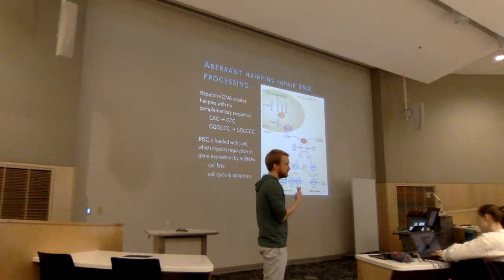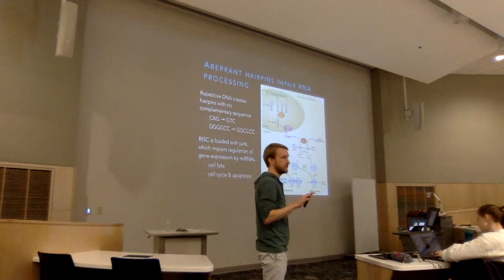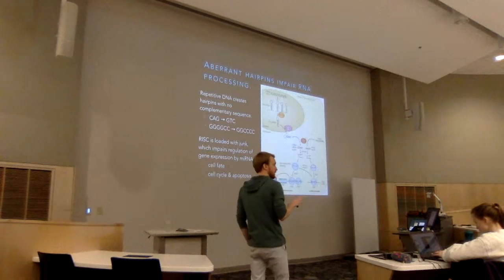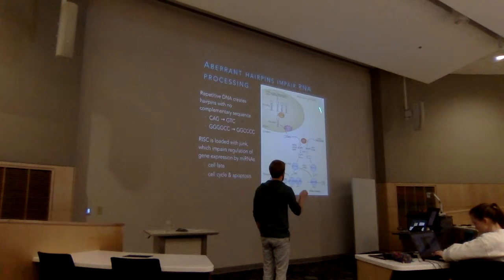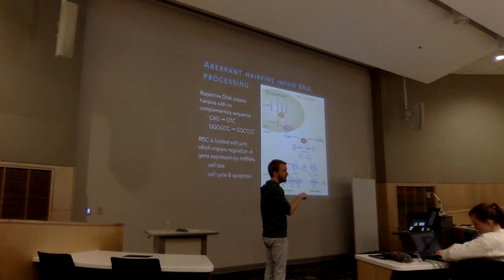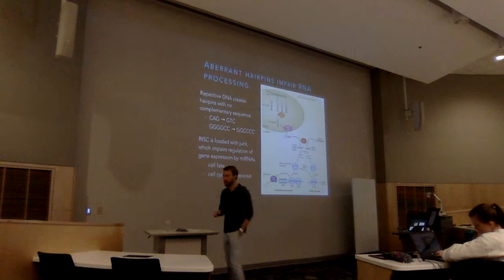Huntington's, now in ALS. Hopefully that makes a bit more sense. If you make something that looks like double-stranded RNA, you're going to mess with microRNA processing. You're going to change gene expression in that neuron, and it's going to die.